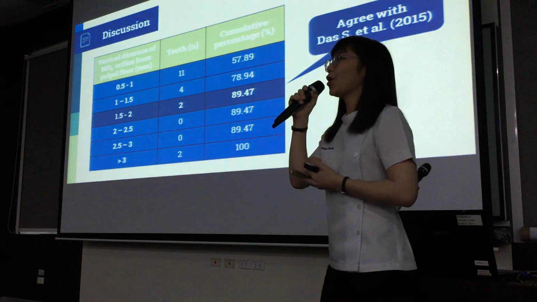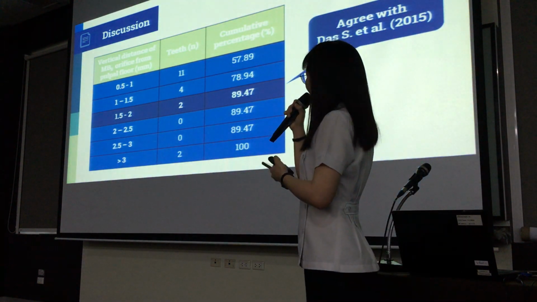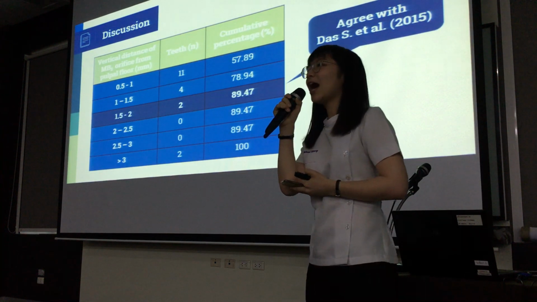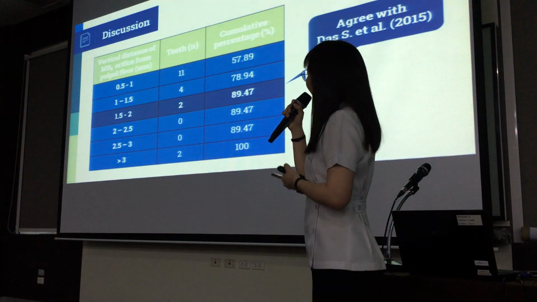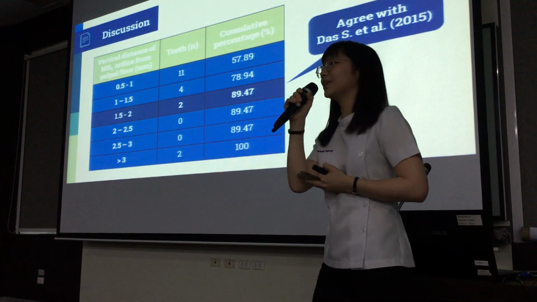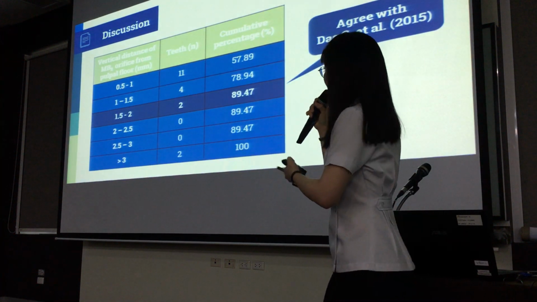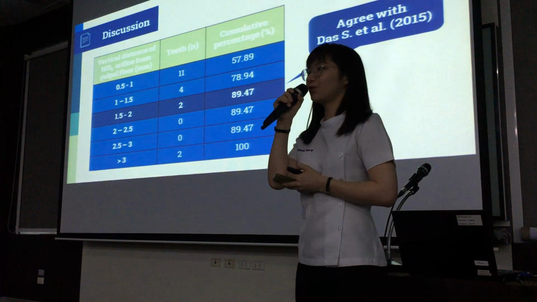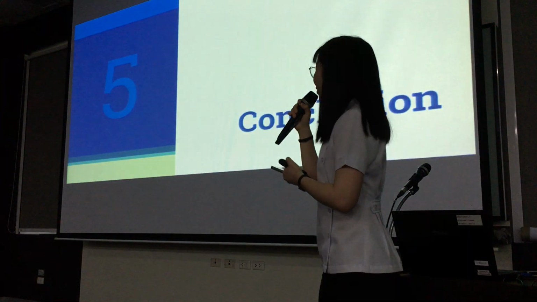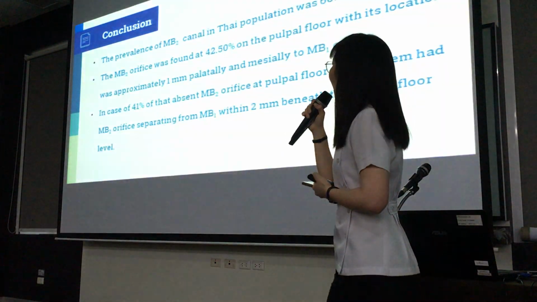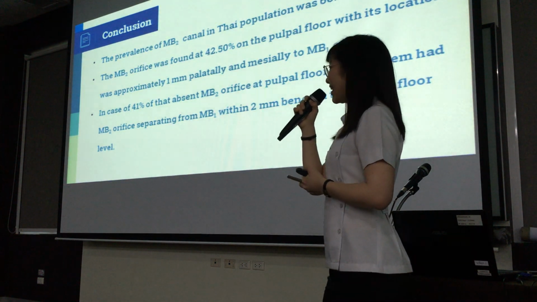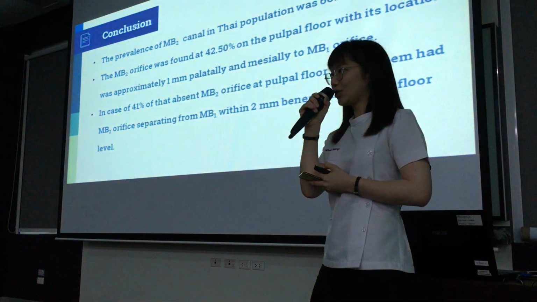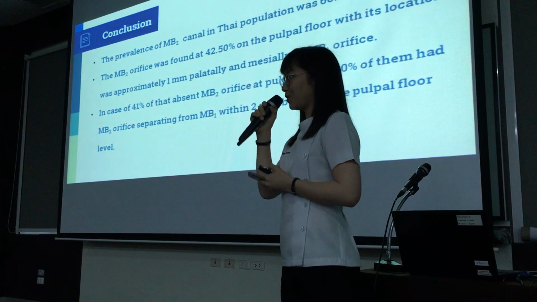For the vertical geometric location, we found that within 2 mm, MB2 will separate from the MB1 orifice, and this result is also supported by data from 2015. For the conclusion, the MB root canal was classified by the Vertucci classification as shown before.